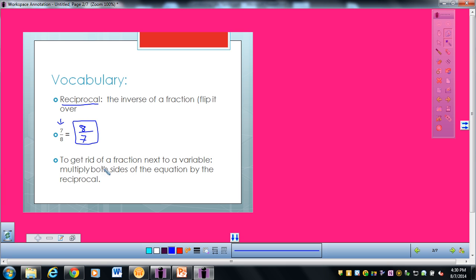And this is the reciprocal of the original. To get rid of a fraction that's next to a variable, you multiply both sides of the equation by the reciprocal. So let me do one for you so you can see exactly what I'm talking about, and then we'll do some more in class.